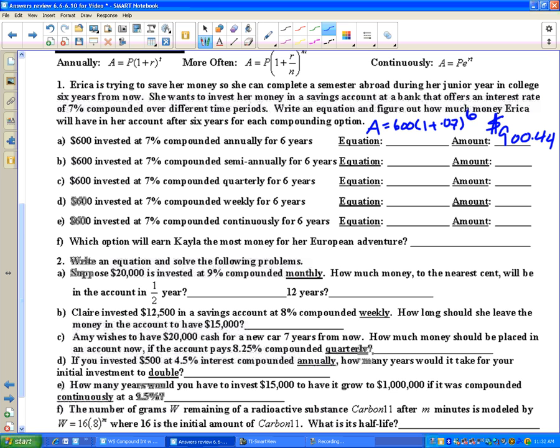Okay, now let's do it semi-annually. So this is now going to be the more often. So A is equal to 600 times (1 plus 0.07 divided by 2) to the 6 times 2 power.